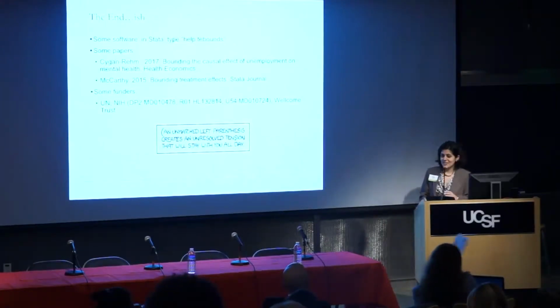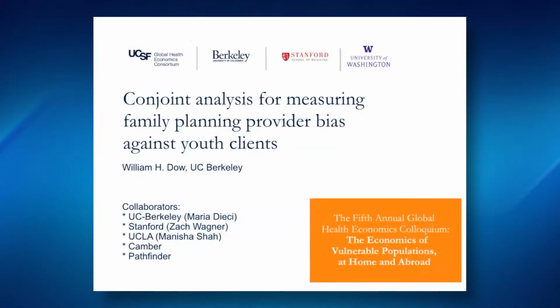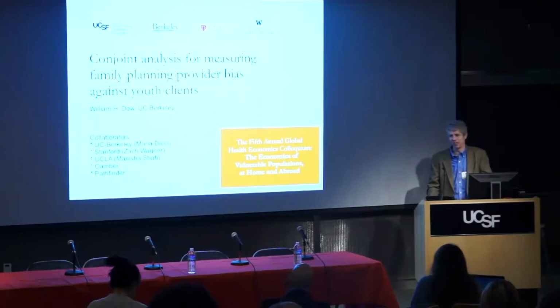All right, thank you, Sanjay. So we're going to do questions at the end, so we're going to go on to our next speaker. This is Will Dow, who's a professor of health economics at the Berkeley Center on Economics and Demography of Aging. Will's research analyzes the economic aspects of health insurance, health behaviors, and health and demographic outcomes. And today he's going to be speaking with us about conjoint analysis for measuring family planning provider bias against youth clients.